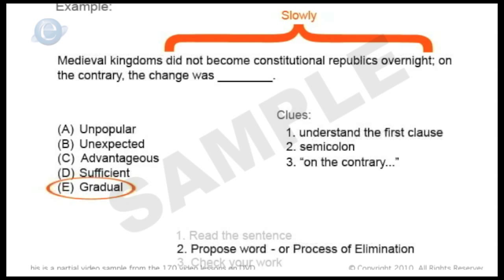The first way to approach it is to read through the sentence, to figure it out, to use the logic, SAR, to figure out what a proposed word would be. Look down at the words and see if it's there. If it's not there, you have to work through process of elimination. Work from the answer choices back up into the blanks. But in this case, we got it. It was gradual. Then you check your work.